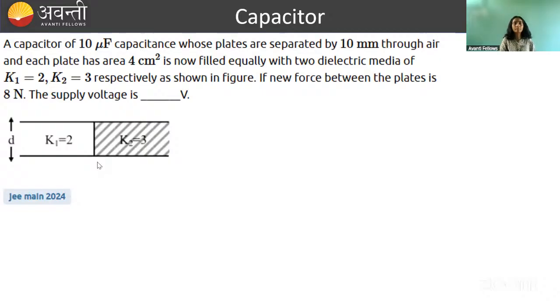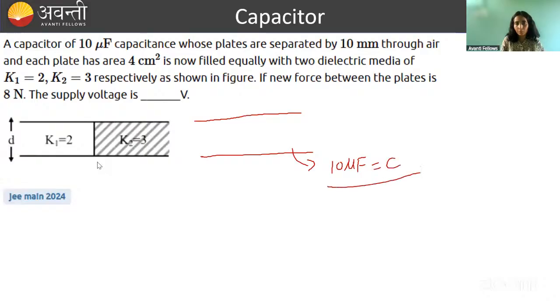How to do it? Look, what is the question saying? The question is saying that you are having a capacitor of capacitance 10 microfarad. So here it is this capacitor. It has a capacity of how much? 10 microfarad. So this is equal to C basically. Okay, which plates are separated by 10 millimeter. This distance is how much? This is your 10 millimeter through air, and each plate has an area of what? Area given is 4 centimeters square, is now filled equally with two dielectric of media K1 and K2 as shown in the figure. If new force between the plates is 8 Newton, the supply voltage is how much?